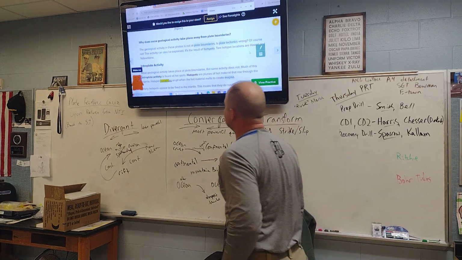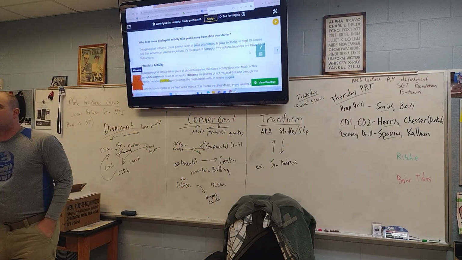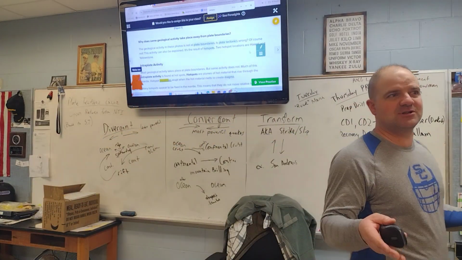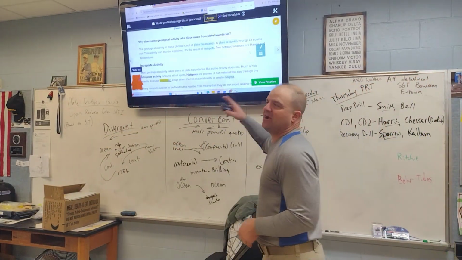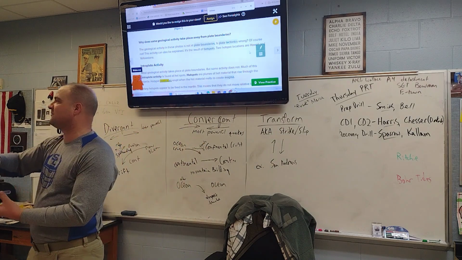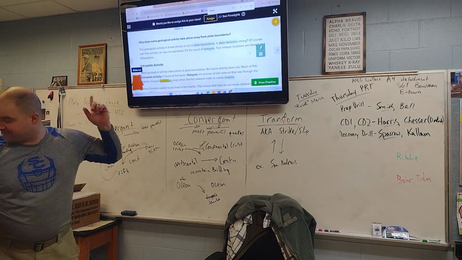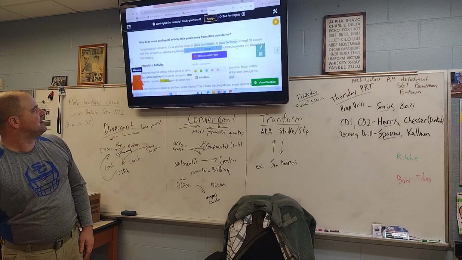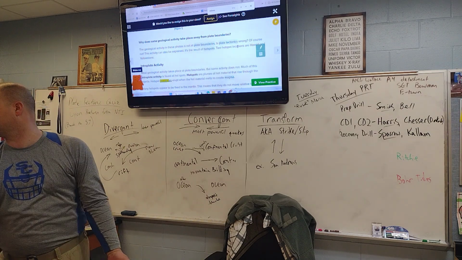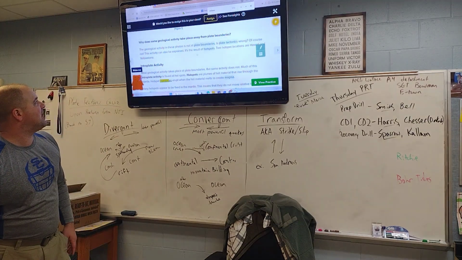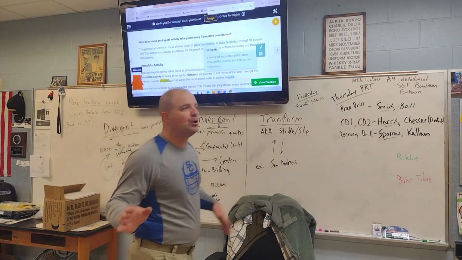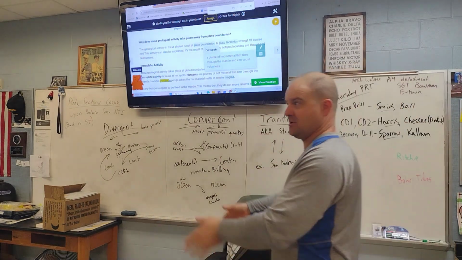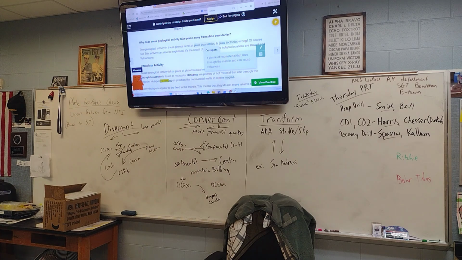Why does some geological activity take place away from plate boundaries? Because most of it happens at the plate boundaries, right? At the divergent, the convergent, the transform boundaries. But you can still have activity going on in the center of a plate, usually as the result of a hot spot. If you don't already have this in your notes, you probably do from when we talked about Iceland. A hot spot, if you don't recall, is a plume. A plume, by the way, is a column of superheated material.